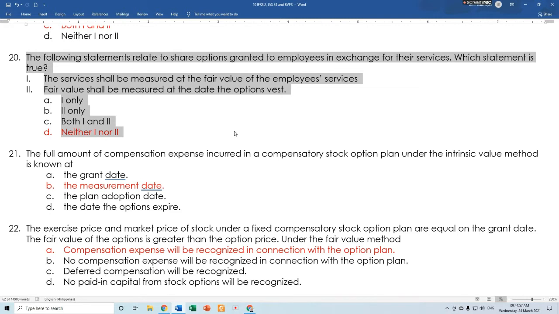Second, fair value shall be measured at the date the options vest. Mali din lang, 'di ba? The fair value shall be measured at the date the options are granted. Okay? So parehas na mali yan. Number 20 is letter D. Neither one nor two.